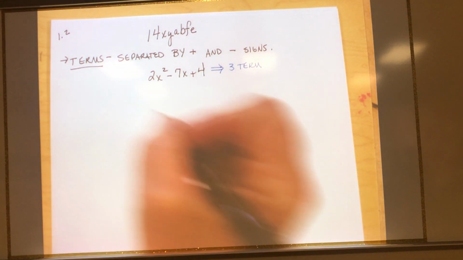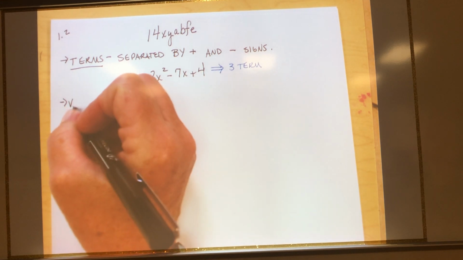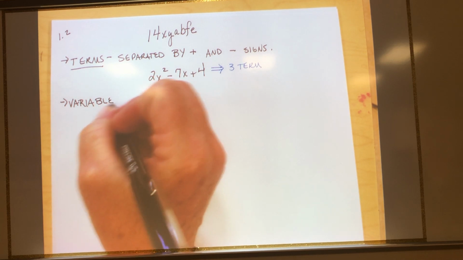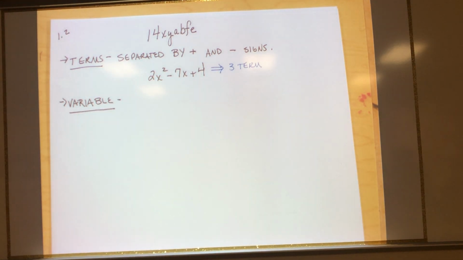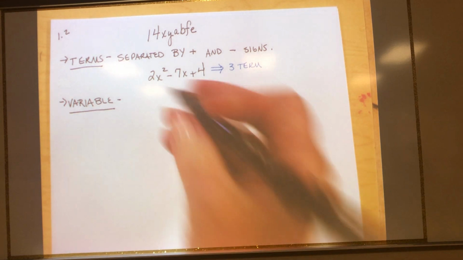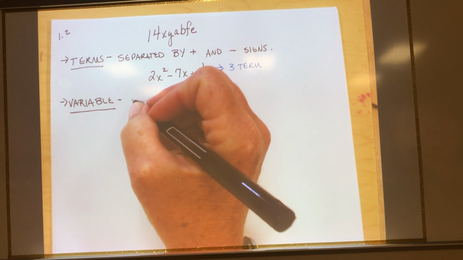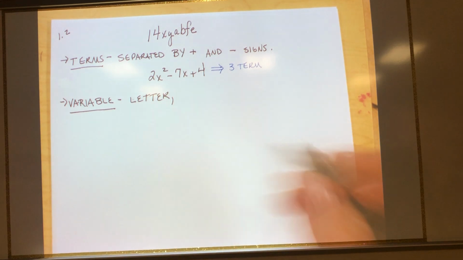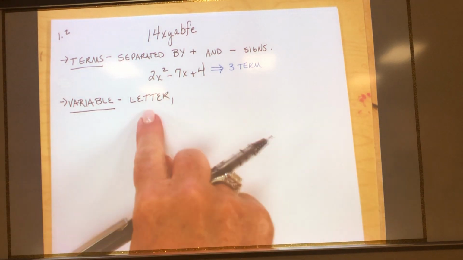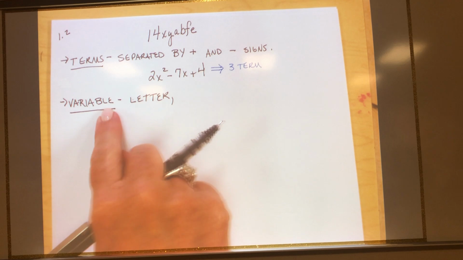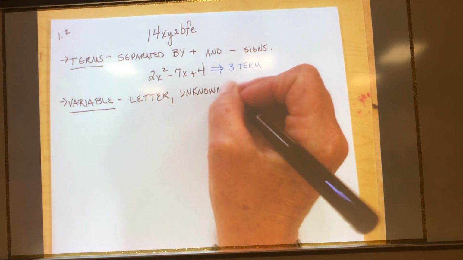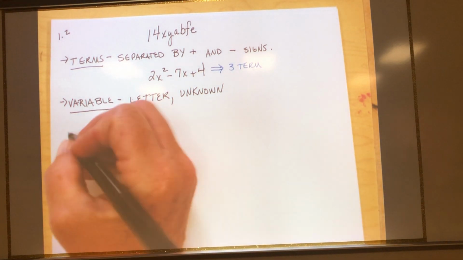Okay, so the next one is a variable. Y'all call it a variable, but I call it a variable. Well, there's an I in there. Variable. All right. So a variable is a what? It's just a letter. Because we don't know what something is, then we represent it with a letter and we call it a variable. So it represents an unknown.